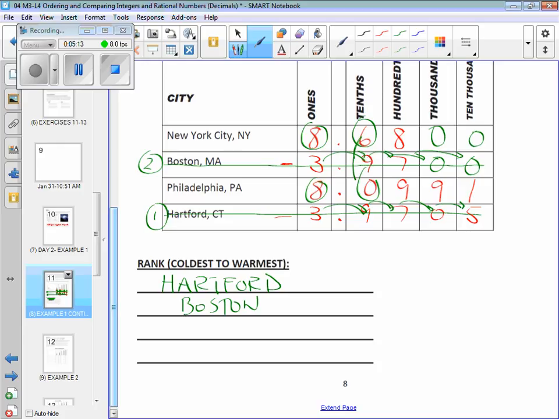Eleanor. Philadelphia. Why Philadelphia? Because it's a 0. Positive or negative? Positive. Well, neither, right? 0, right? Then 6, positive or negative? Positive. Right, so 0 is lower than positive 6. So she's right, Philadelphia. New York City would be last. That's the warmest. Okay? Don't forget that negative. That's where it can get confusing.